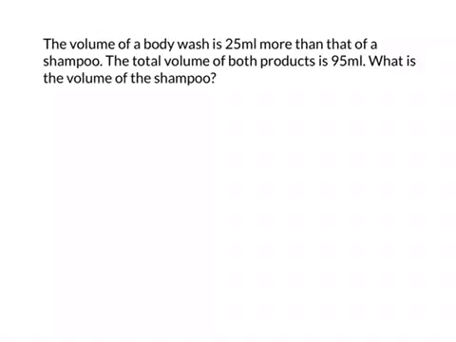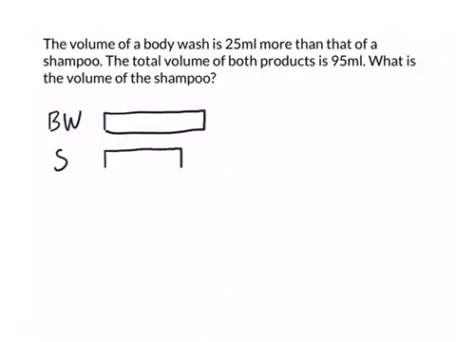So here we're going to have 2 bars again, because we've got a body wash and a shampoo, and we know that the volume of the body wash is 25 millilitres more than that of the shampoo. There's no real reason why I'm drawing these a particular size. I'm just drawing them a size where I can see that the shampoo is 25 millilitres less than the body wash. So the body wash bar is 25 millilitres more than the shampoo bar. And we know that the volume of both of those products together is 95 millilitres.